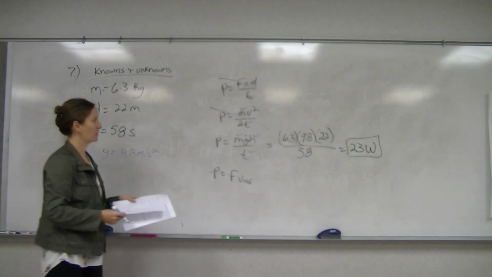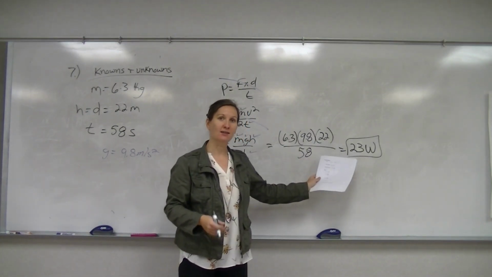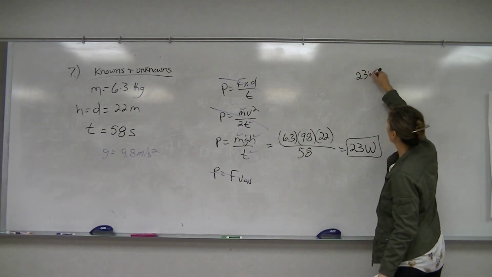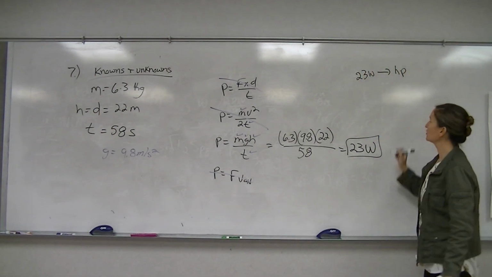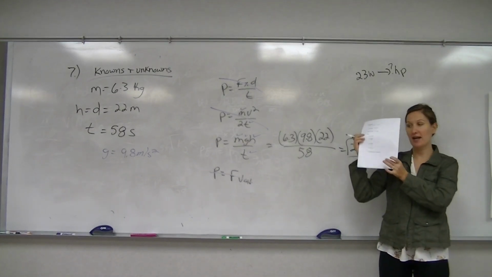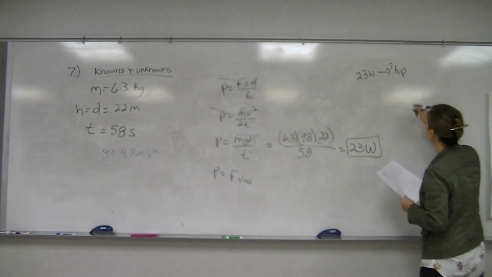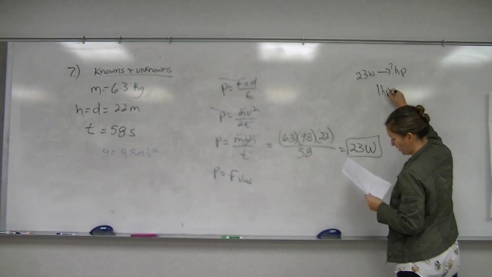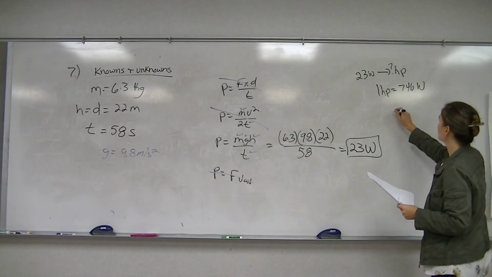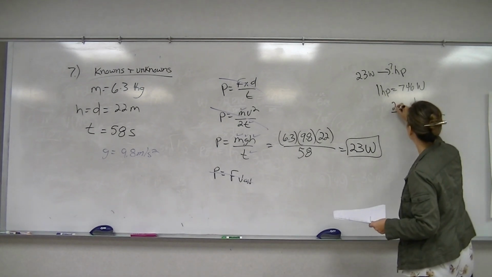Notice the question is asking you to calculate in watts and horsepower. So once you get your answer, which comes out in watts, convert that to horsepower. I'm going to take 23 watts and convert it to HP. To do that, I need a conversion factor, which is right underneath your power equations on your equation sheet: 1 horsepower is equal to 746 watts.